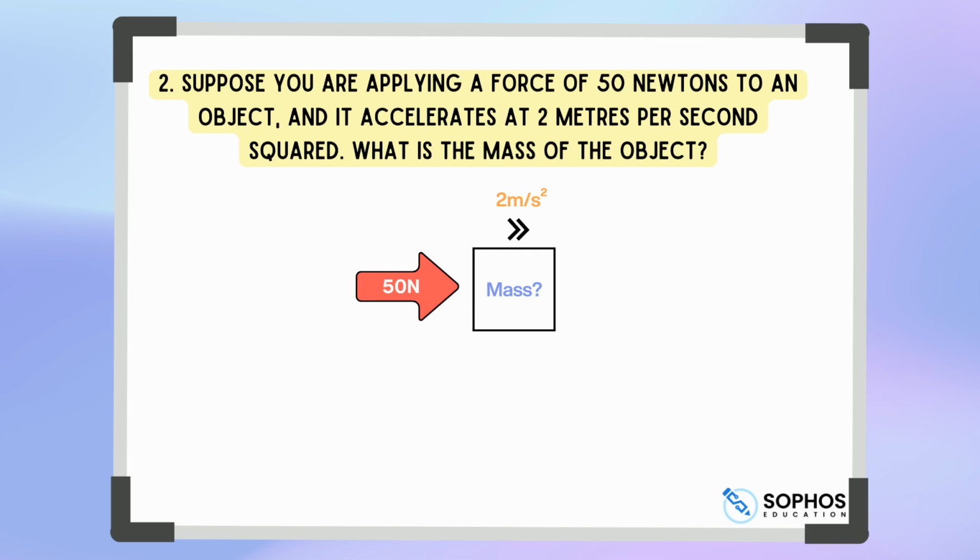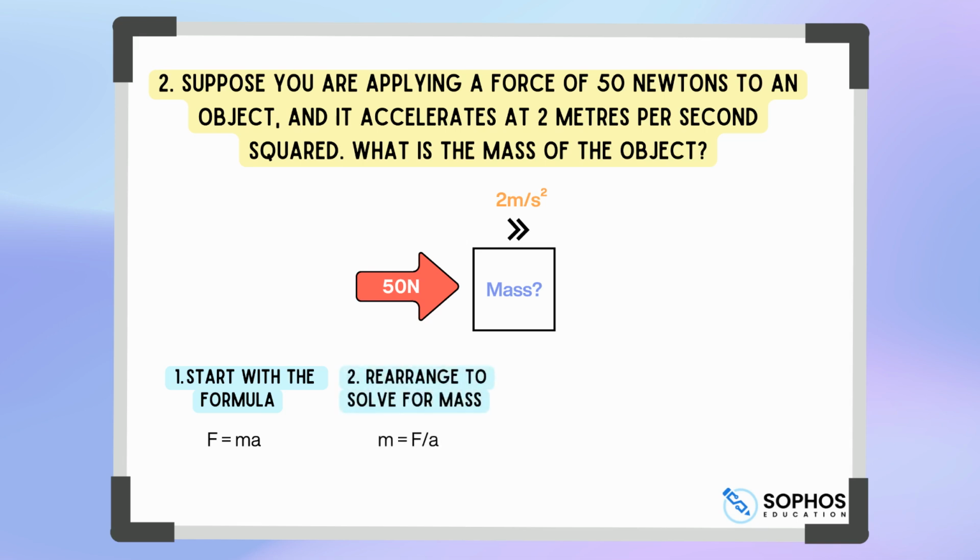Question 2. Suppose you are applying a force of 50 newtons to an object and it accelerates at 2 meters per second squared. What is the mass of the object? Start by using the formula. Then rearrange to solve for mass, so we have m equals F over a.